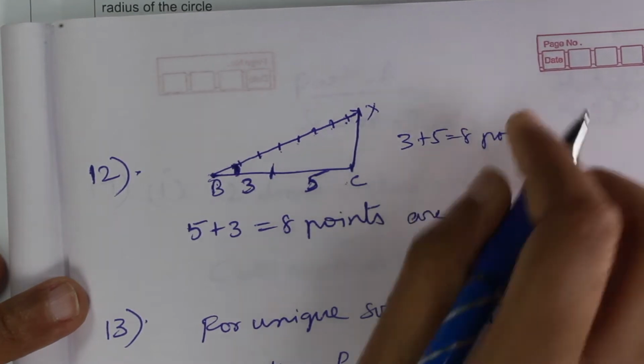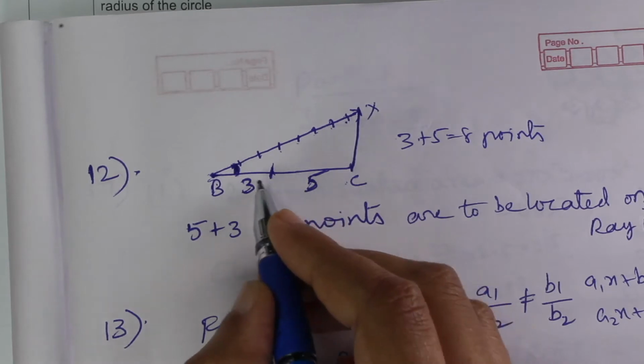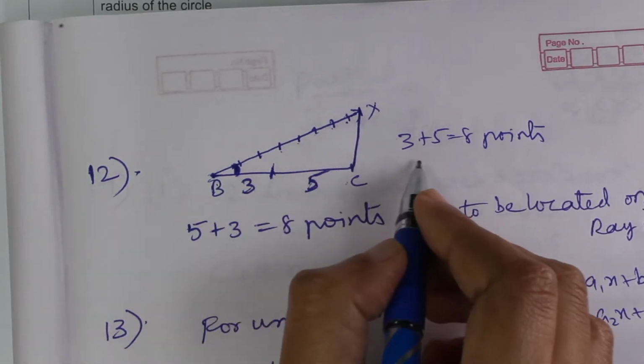In general, if a line is to be divided in the ratio of m:n, a line drawn at an acute angle to this line has to be divided into m plus n points.